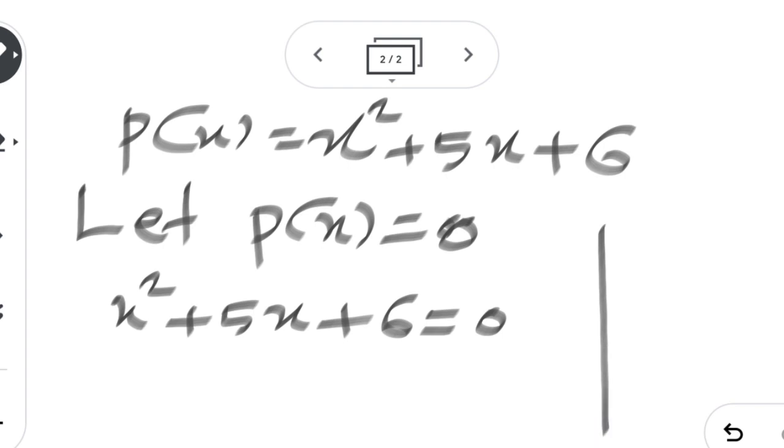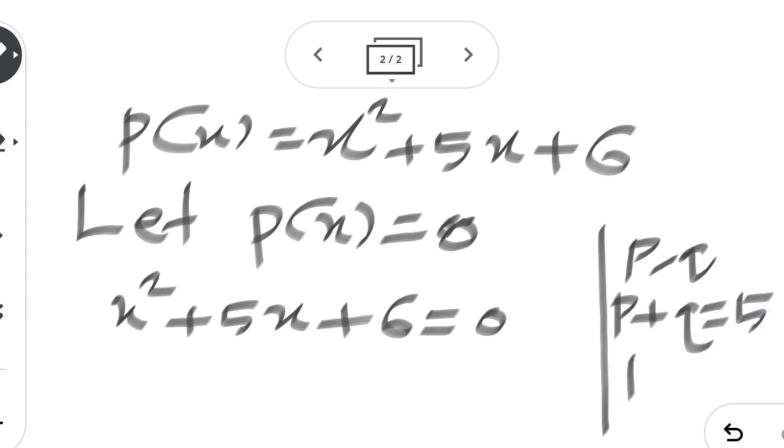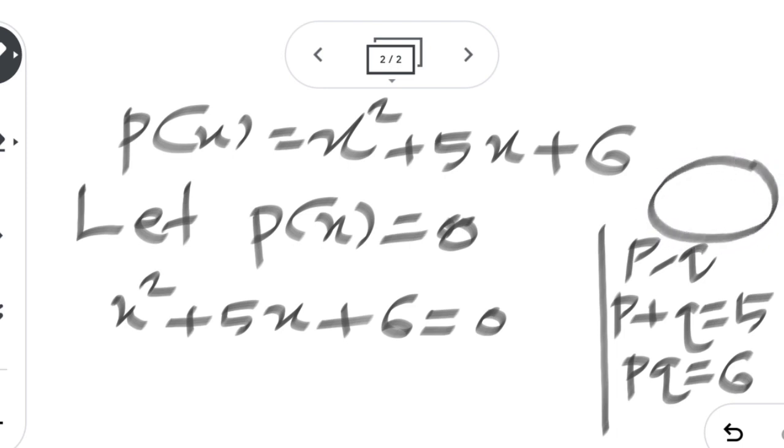Now, to find zeros, we should factorize the polynomial x square plus 5x plus 6. How to factorize this? We need to find two numbers p and q such that their sum p plus q is equal to the coefficient of x, that is 5, and p into q is equal to the constant term, that is 6. What are the numbers whose product is 6 and sum is 5? It is 2 and 3.